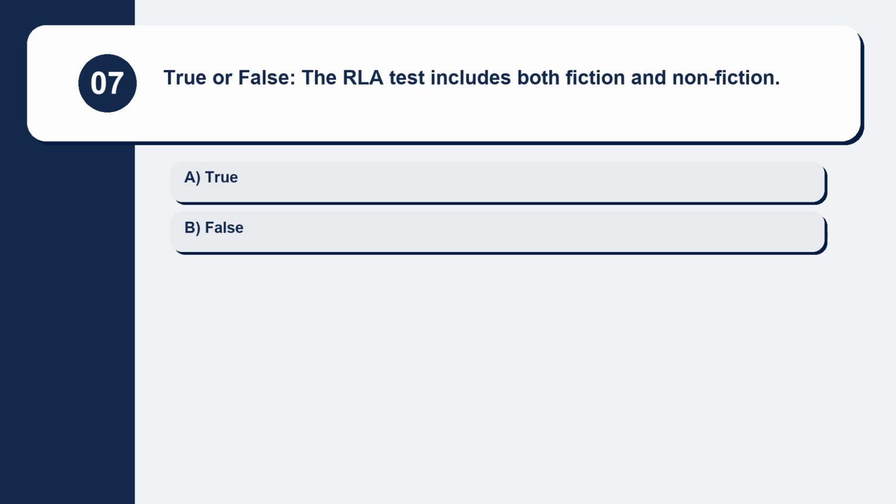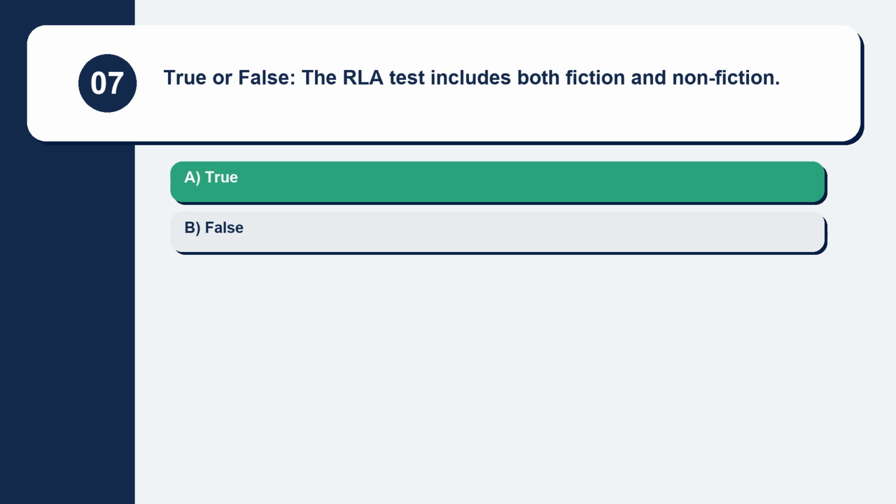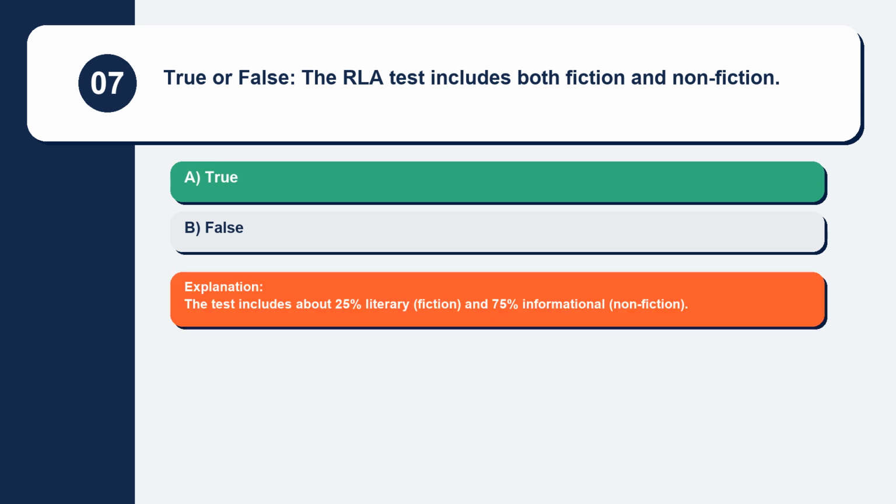Question 7. True or false, the RLA test includes both fiction and non-fiction. True. False. The test includes about 25% literary fiction and 75% informational non-fiction.